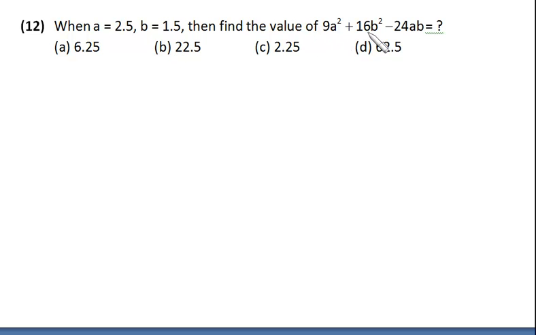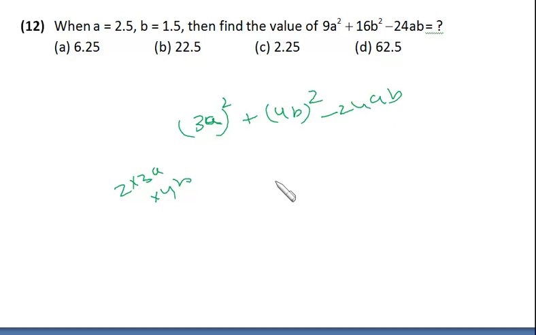It's 9a square, 16b square. Just try to see, this is 3a whole square, this is 4b whole square. Now if it is 3a whole square plus 4b whole square, if we wish to have a 2ab format, 2xy format, the third term should be 2 into 3a into 4b. Is it this? 4 3s are 12, 2s are 24ab, right? So precisely what it is, 3a minus 4b whole square.